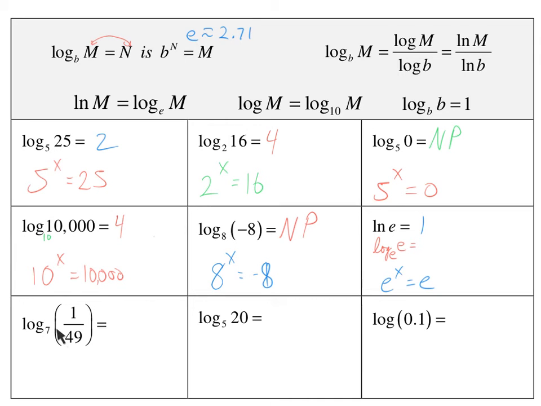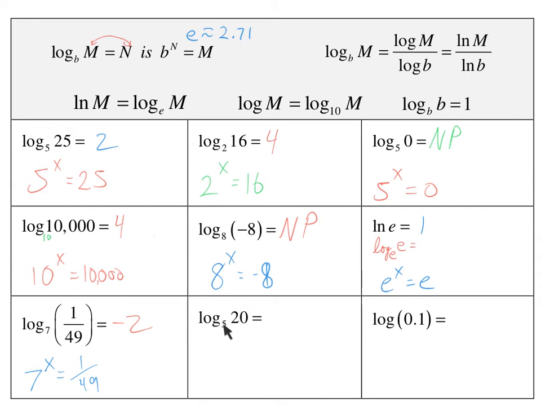Look at this one. This is saying 7 to what power is 1 over 49? Well, 7 to what power is 49? 7 squared is 49. And when it's on the bottom, you're changing this to a negative power. Negative powers drop to the denominator. This little property of negative powers. So with this one, it's going to be negative 2. Again, 7 squared is 49, and it's negative because it's on the bottom of the fraction. So be careful on that one.